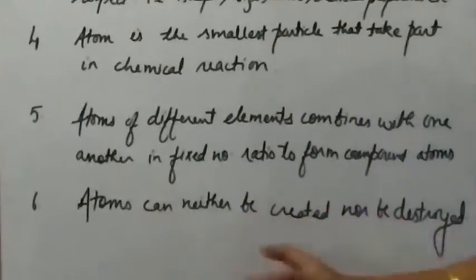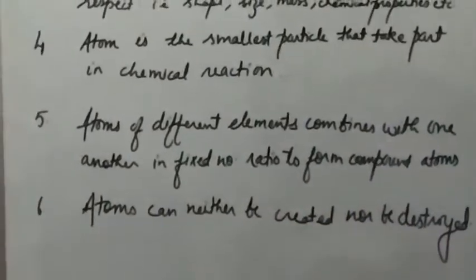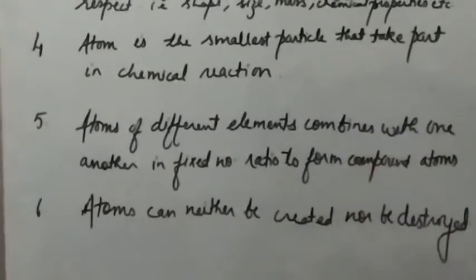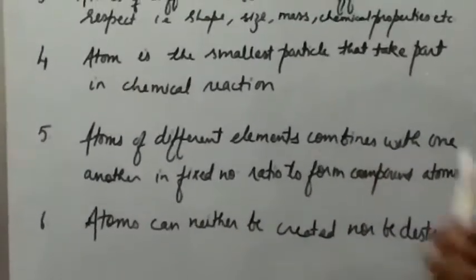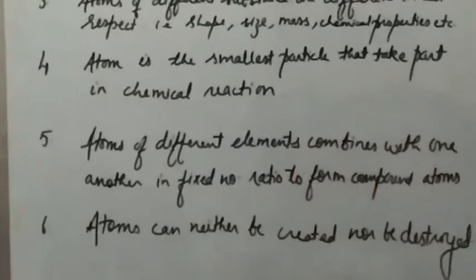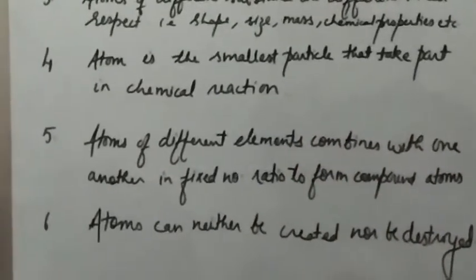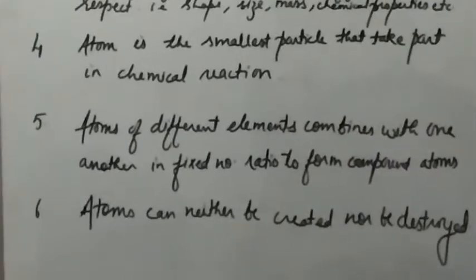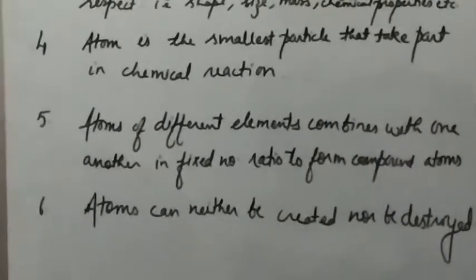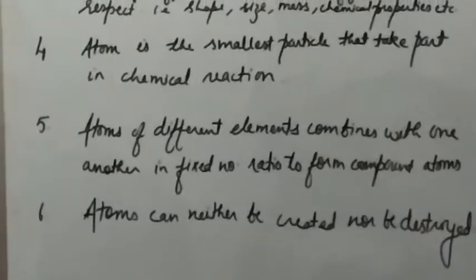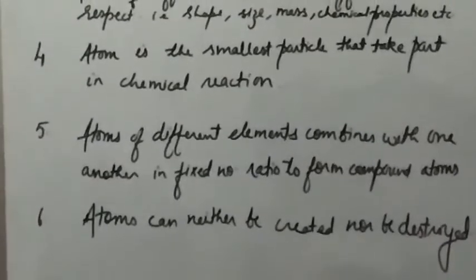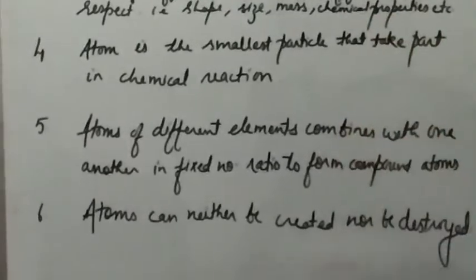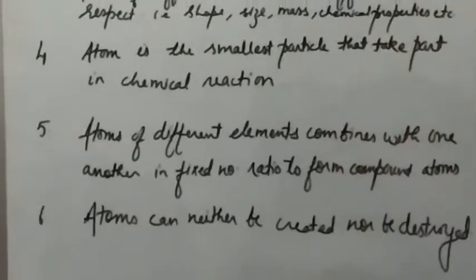Now, atoms can neither be created nor destroyed. This is a universally accepted fact: according to him, the atom cannot be further broken down, and it cannot be created. We can't create any atom by ourselves, nor can we destroy it, right? So it is the law of indestructibility of matter. So Dalton gave these postulates, or main points.